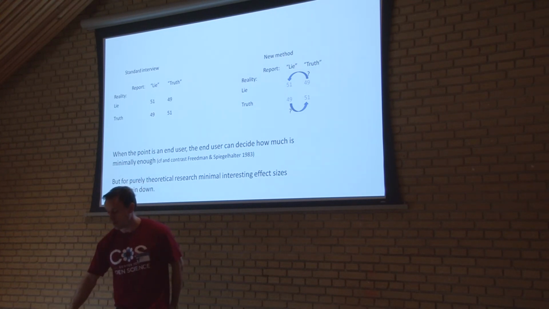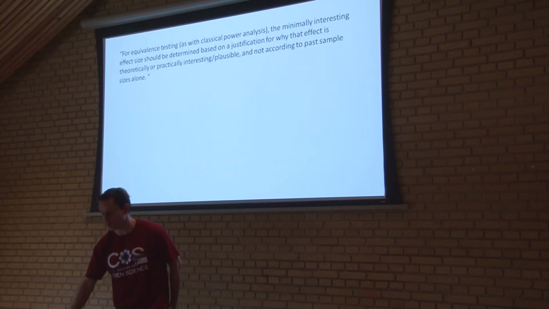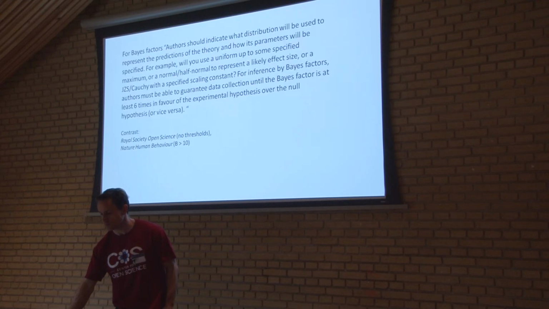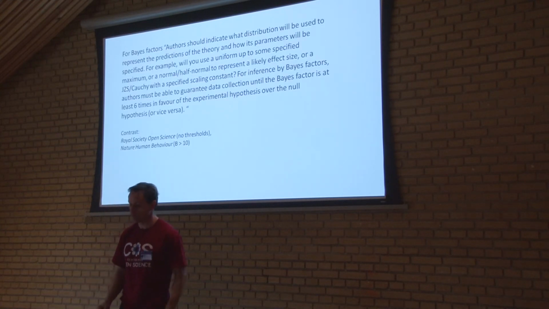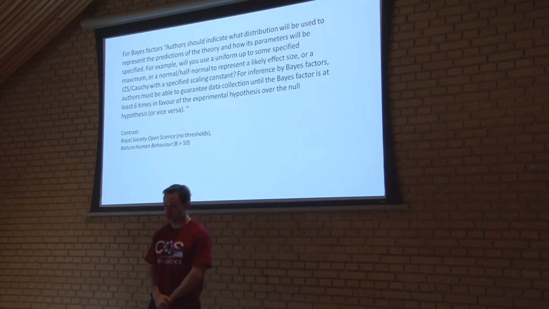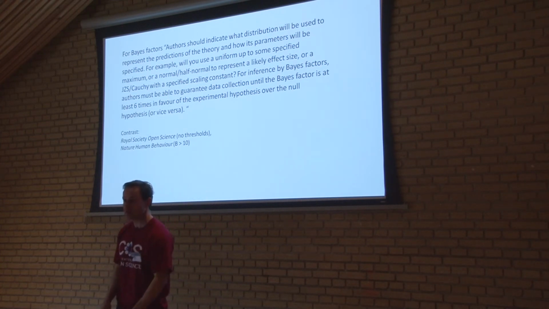Now, when the point of the study is an end user, the end user can decide how much is minimally enough. But for purely theoretical research, minimally interesting effect sizes can be pretty hard to pin down. But you need to pin them down not just for power, but also for equivalence testing, which is also a way you can use in Cortex for registered reports. But you'd need to specify your minimal interesting effect size for a reason. So this is just a little graph on equivalence testing. I'll skip over that. So something else you can do to establish sensitivity is Bayes factors.